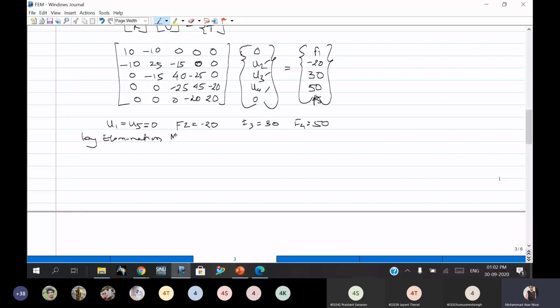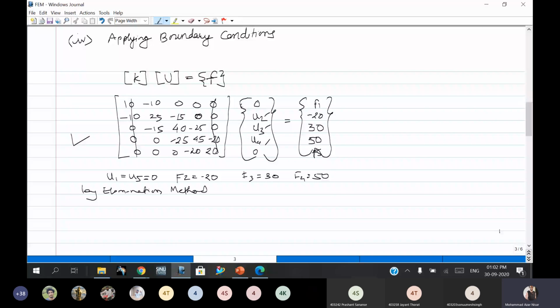So you have to rewrite this matrix again, this u1, u2, these values you have to rewrite again. So in this elimination method, whichever nodes are fixed, you have to cancel that row and column. Okay, so first and fifth, you have to cancel this row and column. It should be cancelled because there will be no displacement with that.